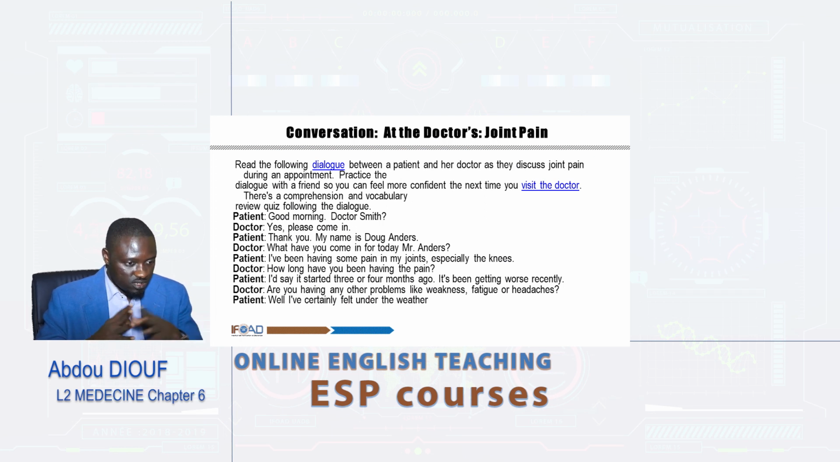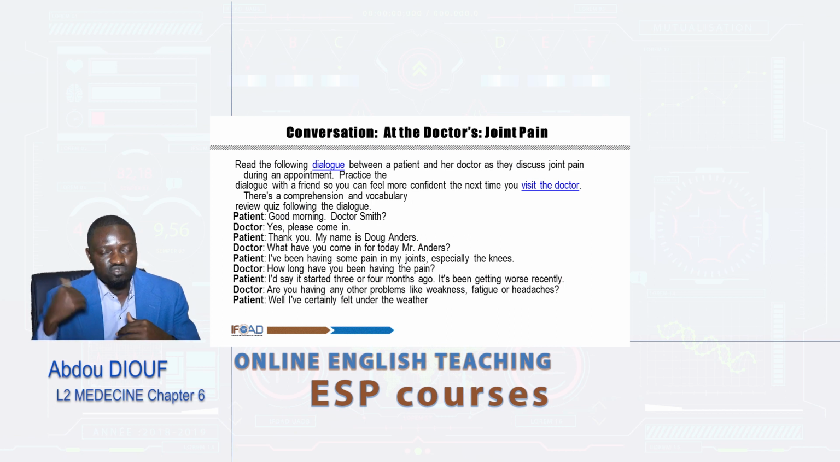Following, the doctor may answer, how long have you been having the pain? You should say, I'd say it started 3 or 4 months ago. It's been getting worse recently. For example, you have to know how to express the duration of your diseases or of your pain. So you can see here, I'd say it started 3 or 4 months ago. You have here simple past tense, because you suppose that before you come and see the doctor, you got some pain, so it is the past.